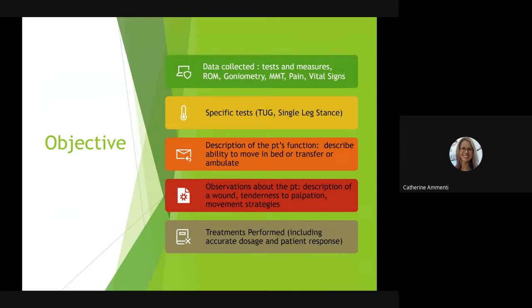Any movement strategies, if they have to use their hands to push themselves up from a stoop position or bending forward in lumbar spine flexion, that's another good observation to record. And then, of course, you include your treatments. So you document your treatments in the objective section. You want to include your accurate dosage and your patient response.